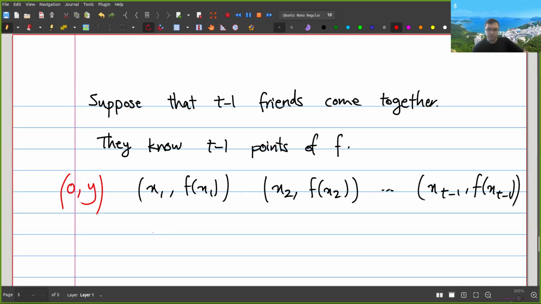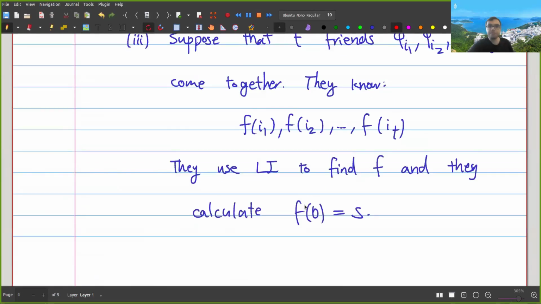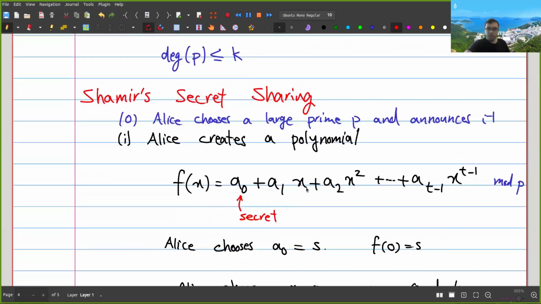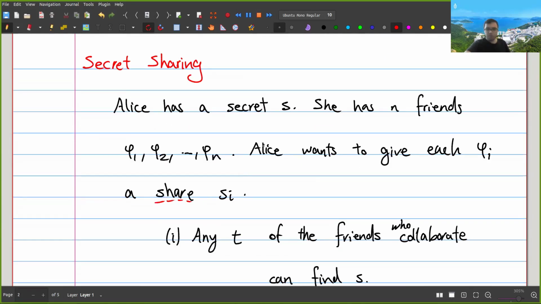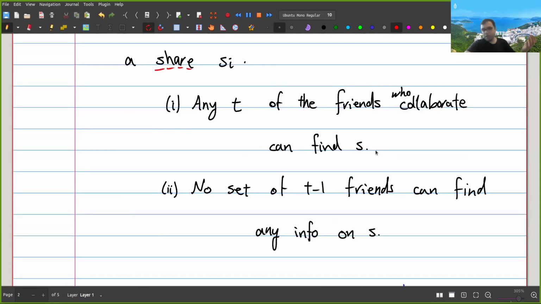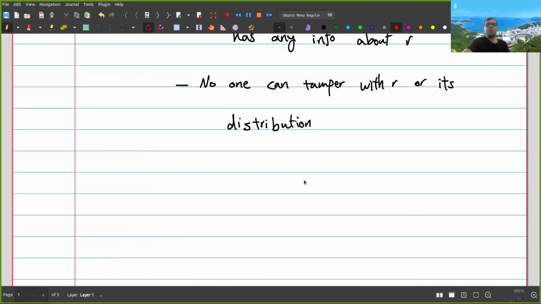Okay, so based on this, I can say that the t minus 1 friends find no information about the secret. They find no info about S, which is perfect. This is exactly what I wanted. Okay, so remember, this was what I wanted in secret sharing. So I said that I want to give shares to all of my friends, and any t of the friends should find the secret, but no t minus 1 friends can find any information, and I proved exactly that. Okay, great. Now we have secret sharing, but let's go back to our original problem.